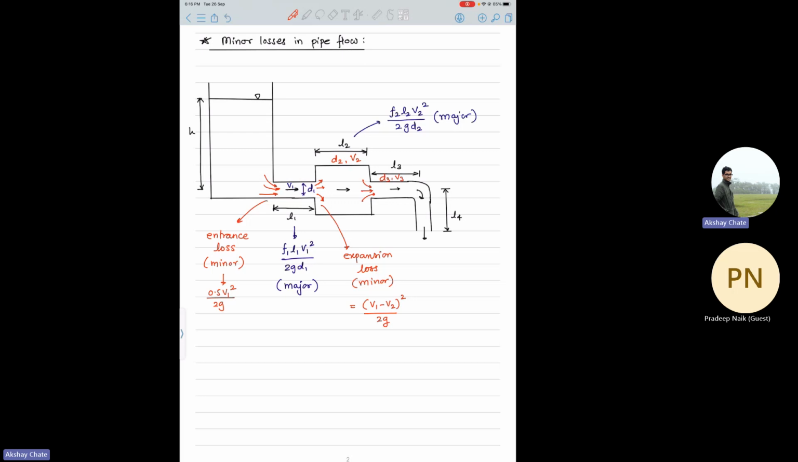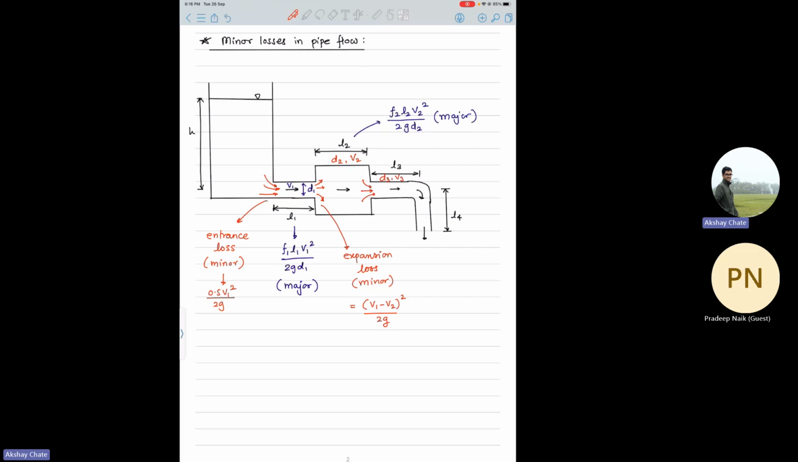But still, in some cases, you need to consider them. Strictly speaking, this is not a correct classification, major loss and minor loss, but it is a convention. We will take one small derivation after this, so maybe there it will become clear. But conventionally, they are called minor head losses, and the f L V square by 2 g D terms, because typically their values are significantly higher, are called major losses.